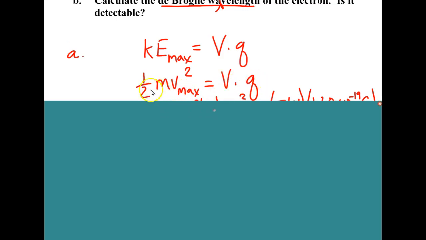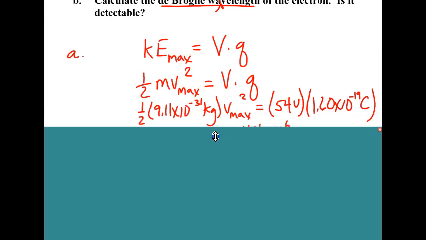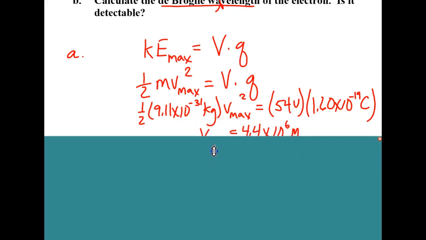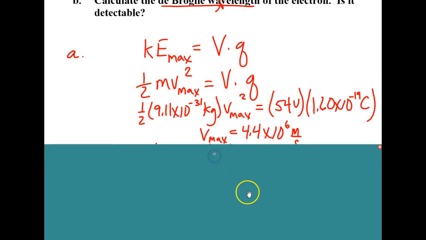So V times Q equals the equation for kinetic energy, 1/2 mv squared. We go ahead and we substitute. We have the mass of an electron, we have our voltage of 54 volts, and we have the charge of an electron, mass and charge, all off the reference table. We go ahead and solve for the velocity. Don't forget to take the square root of all your math when you're ready to solve for the velocity here. Now you should get 4.4 times 10 to the 6 meters per second.